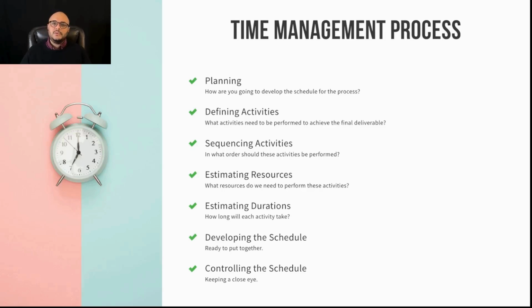Who's going to work on which activity? You need to estimate resources. Who's going to design the homepage? Who's going to migrate the content in? What are the resources we need to perform each activity? How long will each activity take? Estimating durations. Activity A will take me 12 weeks, B will take me 3 weeks, so on and so forth.